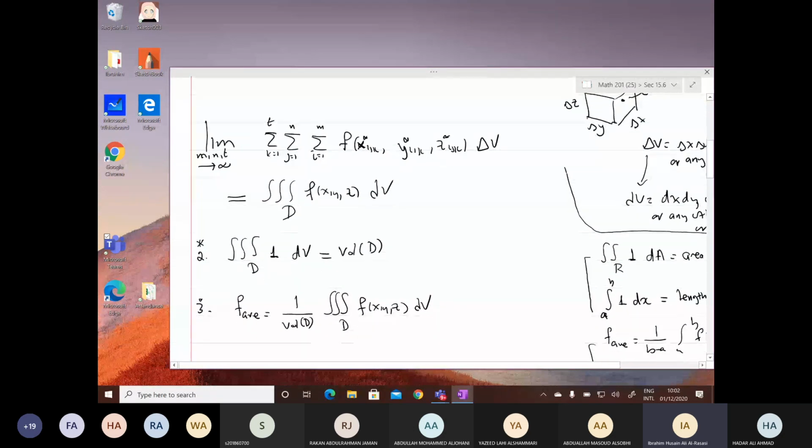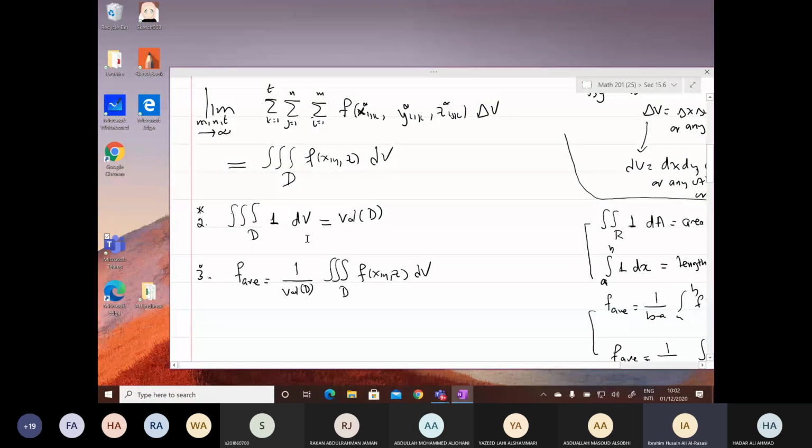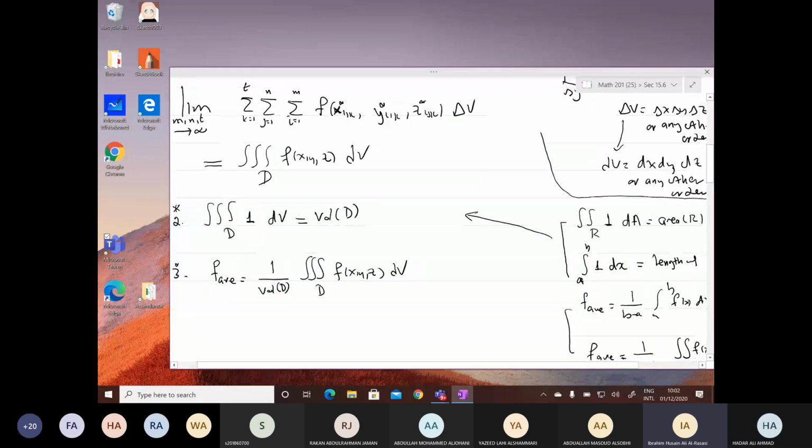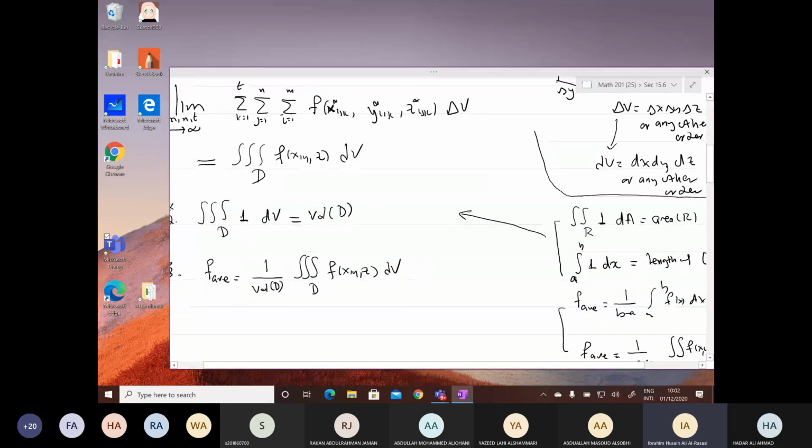But then we have two formulas, and they are generalizations of those in double integrals. The triple integral of 1 over D, if the function is 1, gives you the volume of D. And this is a generalization of those given in double integrals. Take the double integral of 1 over R, you get the area of R. If you take the single integral of 1 over an interval, you get the length of the interval.